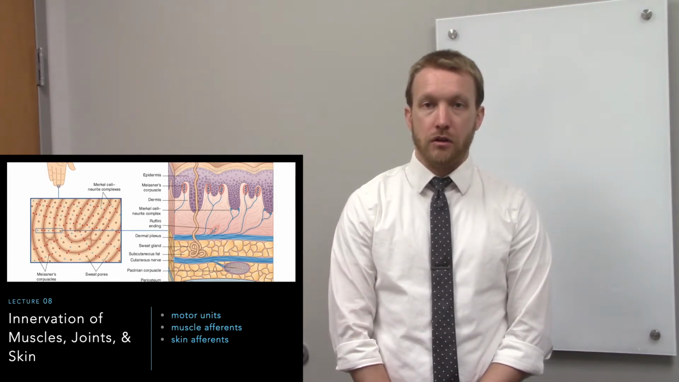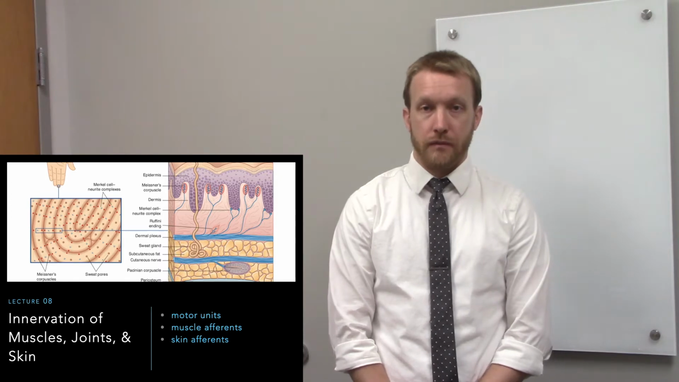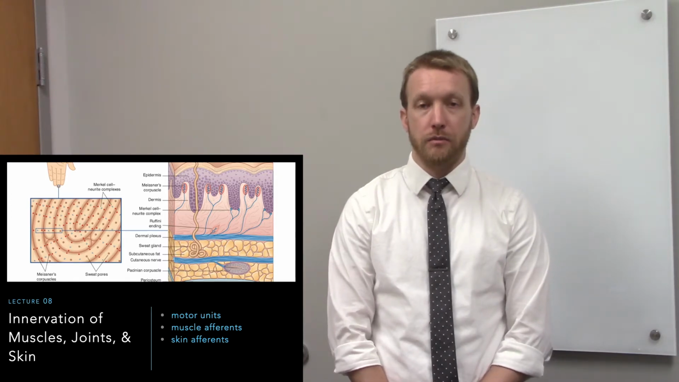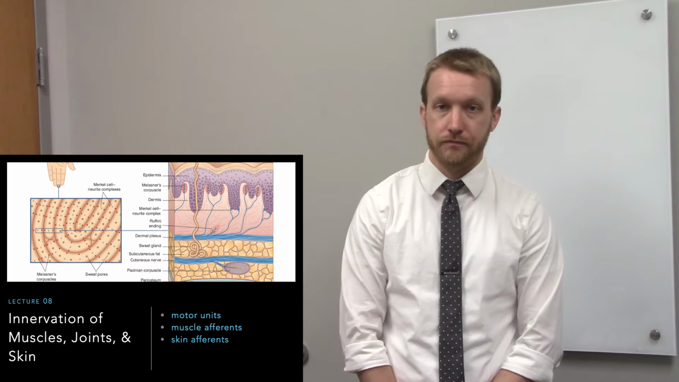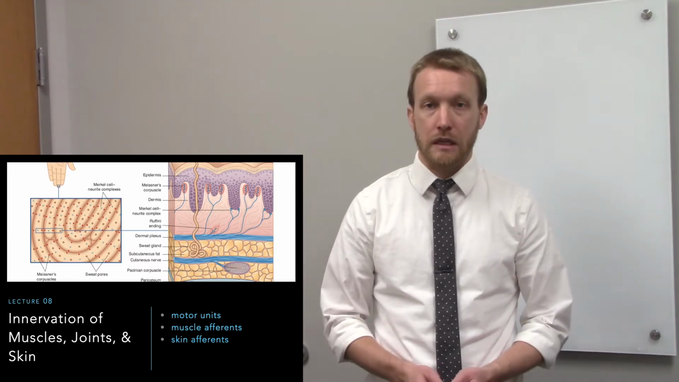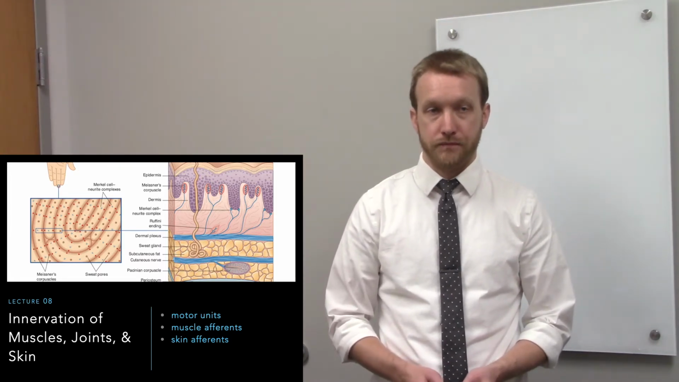So the first two parts are about controlling the muscles. And really controlling our muscles is the most important task of the nervous system. That's what moves our body around in space and allows us to navigate the world.